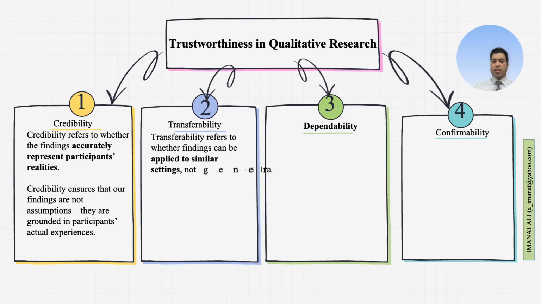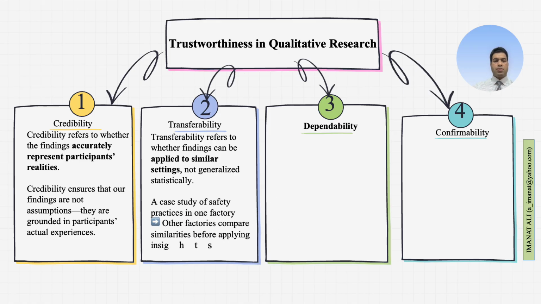Then comes transferability. Transfer means from one area to another. Transferability refers to whether findings can be applied to a similar setting, not a generalized setting. For instance, my students considered that AI helps them learn English better. So at Majma University, may I apply it to another university? If similar results are generated, then it means trustworthiness deals with transferability.